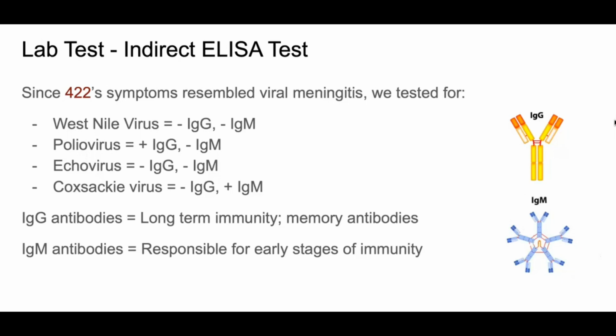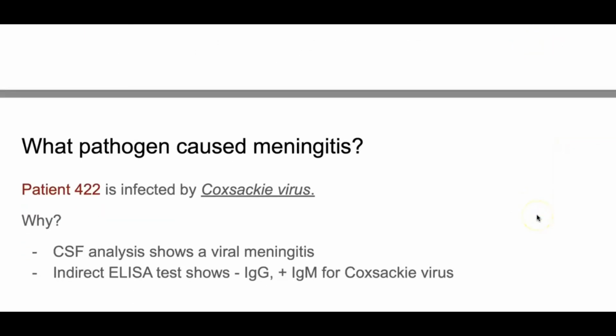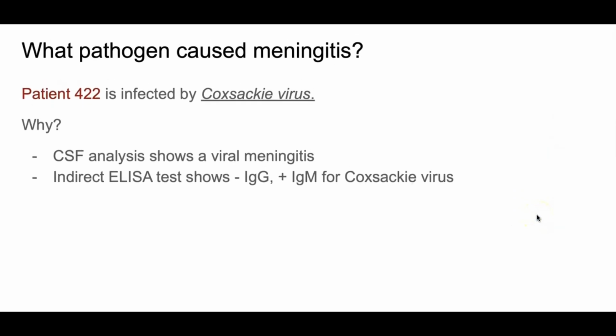And what we found, the IgG antibodies provide long-term immunity and they have memory antibodies, and the IgM antibodies are responsible for early stages of immunity. So the big question here is, which pathogen caused the meningitis? We ultimately said patient 422 has Coxsackie virus.